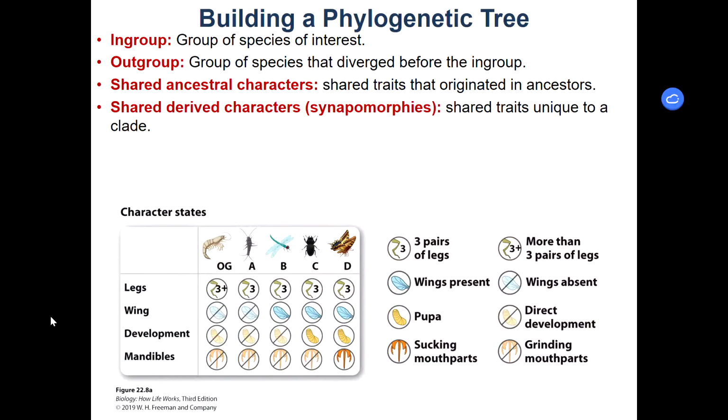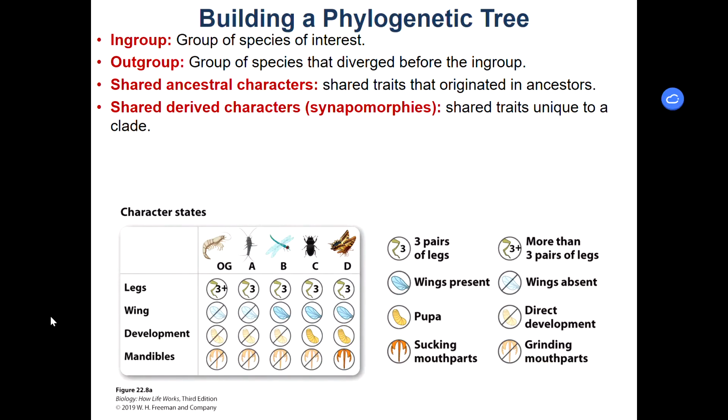All right, so you were asking a lot, how do we know what parts of trees are what? We actually can build phylogenetic trees. So our in-group are a group of species or organisms of interest. Our out-group is the species that diverged before the in-group. So it's the most basic, the most basal of all of our organisms we're looking at.